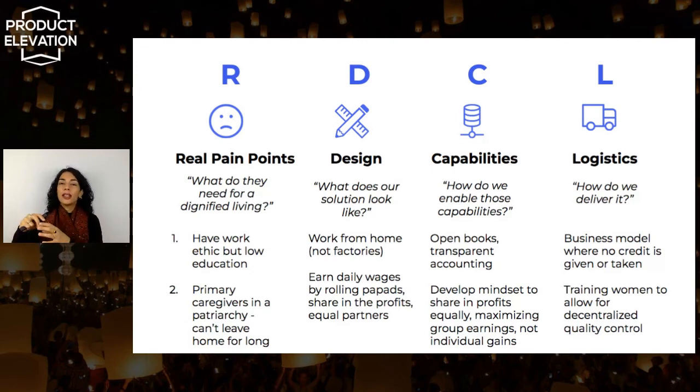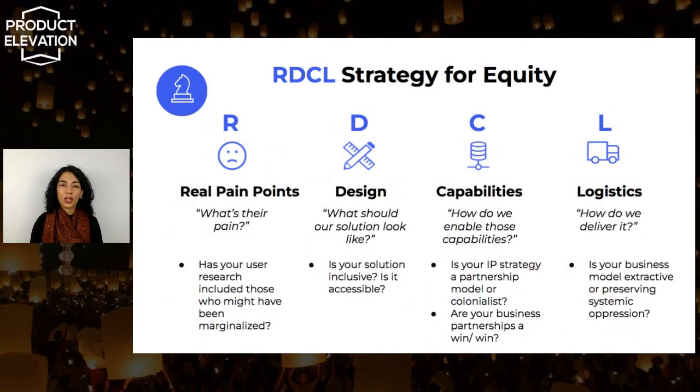And it's because, in terms of logistics, they had to think about how they were going to do decentralized quality control, and train these women so that they can really detect and pick out what's not good quality. So this was their comprehensive strategy.